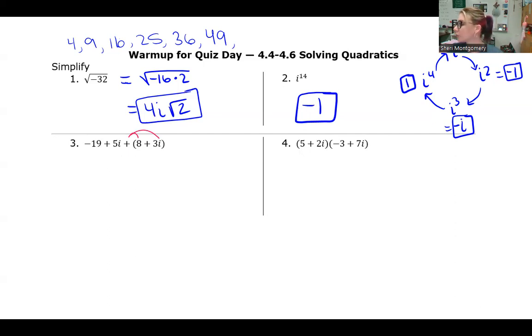What I'm going to do is set this up vertically, like a first grade math problem. So I have -19. I'm going to pair with it +8. I have 5i, and I'm going to pair with it +3i. And I'm just adding. So -19 + 8. What do we get? -11. And then 5 + 3 is 8i. I don't have to do anything unless I end up with i squared. That's it, done.